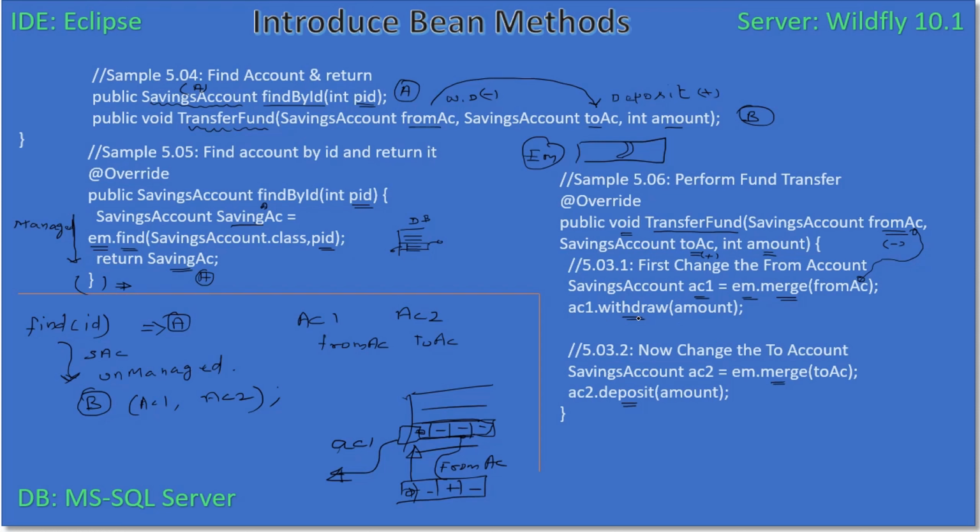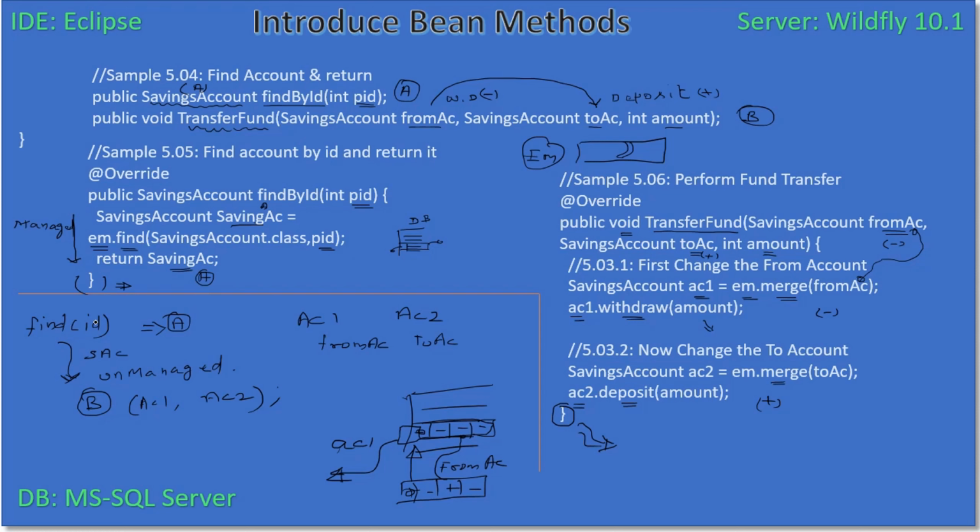So here we are making call to withdraw, right? We know that, so this is the amount we are passing. The withdraw method in our entity object will perform a negate. That means it will reduce the balance. Here the balance will get incremented. And we know that towards the end, the entity manager will perform the commit. So it will perform commit only for the managed instance. Here managed instances are AC1 and AC2. The from account and to account are unmanaged instances.